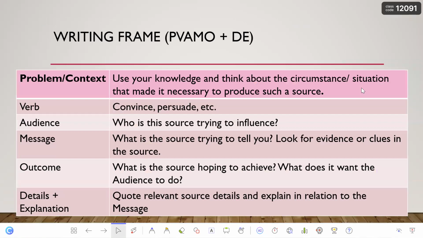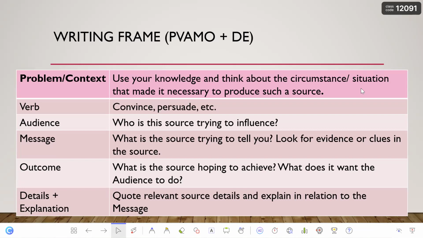So this particular writing frame, the PVAMO plus details and explanation, is something that you've been exposed to at lower secondary history, okay? So essentially, the P stands for problem or context. So what you need to do is to use your knowledge and think about the circumstance or situation that made it necessary to produce such a source. For example, you can read the background information that usually begins the source-based case study. So this gives you an idea of what the situation was at that time, okay?